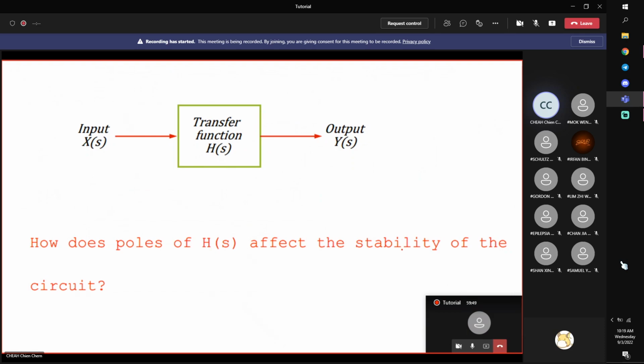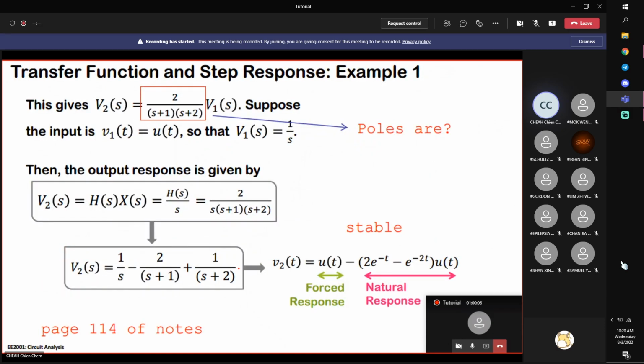Next question: how do poles affect the stability of the circuits? We are checking whether the output will go to infinity or not. And this is unstable. If I have a DC input and you give me a DC output, it is stable. If not, it's unstable. So it can be checked from the poles of your transfer function. Let's go through one example first. If I have this transfer function, what are the poles?